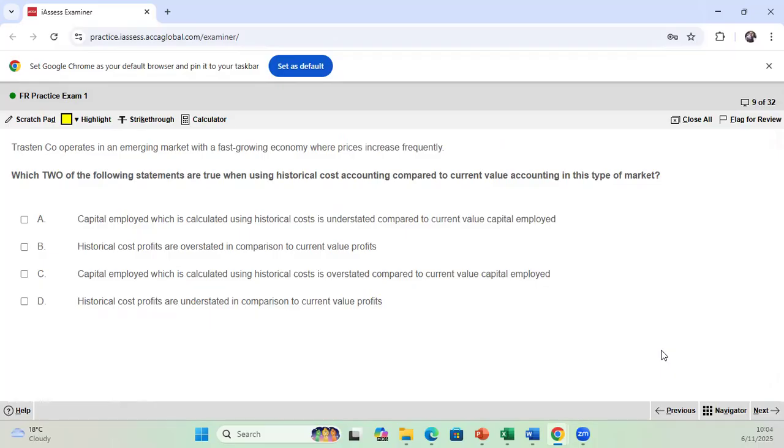So the question is saying, if you are using historical cost, which records things at lower prices, which two of the following statements are true? Historical cost: capital employed, which is calculated using historical cost, is understated as compared to the current value. I think so, because capital employed, remember, is total assets minus current liabilities, and the assets carry the old cost. So we end up understating the capital employed. So the first one is true.